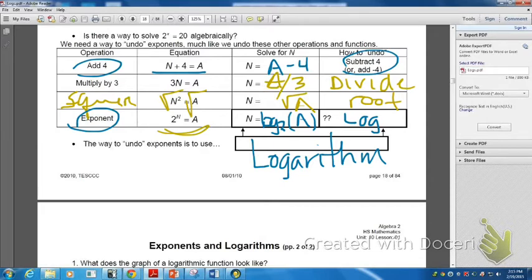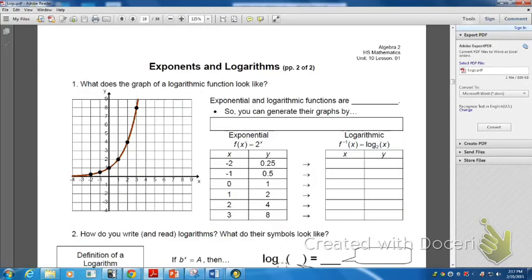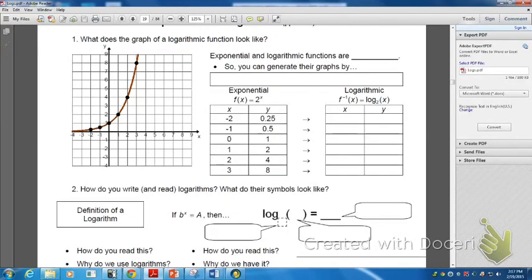So let's now take a look at our logarithm. Let's turn it over, and we're going to look at the graph. What we have graphed right now is our 2 to the x power. All right, and we just talked about exponential and log functions. What are they to each other? They are inverses.